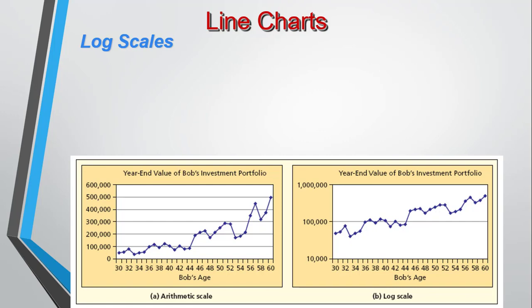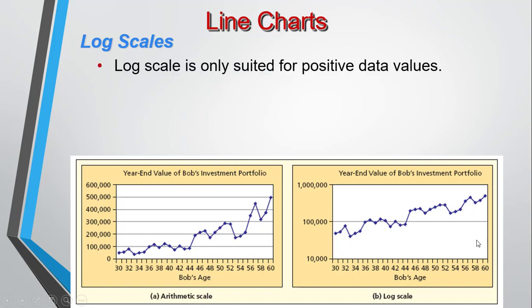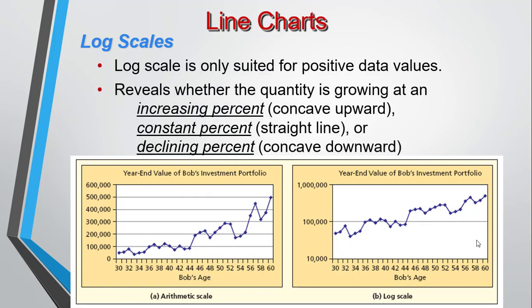Like the year-end value of somebody's investment portfolio between 30 and 60 years of age, a 30-year period, you can use arithmetic scale. It shows like this. If you use log scale, it shows like that. Of course, log scale is only suited for positive data values, because if you take the log of something, it has to be a positive number.